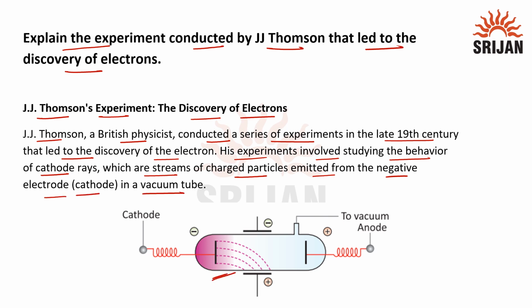This is the vacuum tube, and we have two metal plates. One is connected to the positive terminal of a high voltage battery and another one is connected to the negative terminal of the high voltage battery. The plate connected to the positive terminal is called the anode, whereas the metal plate connected to the negative terminal is called the cathode.